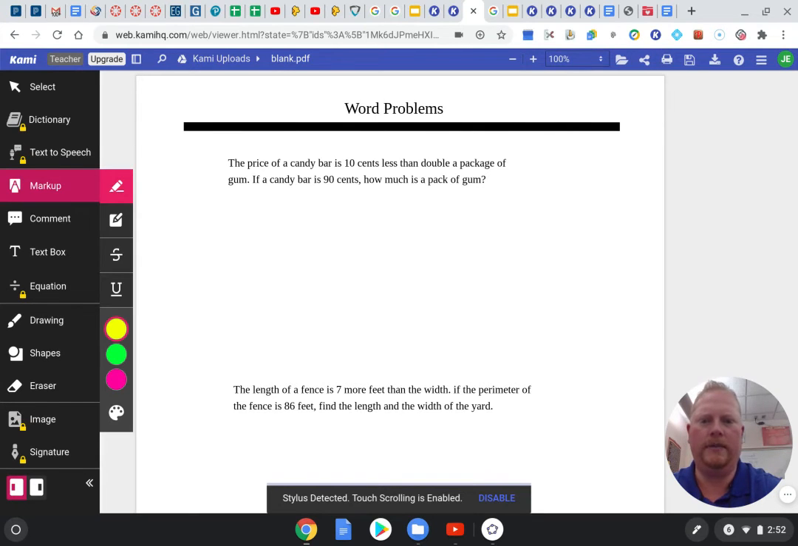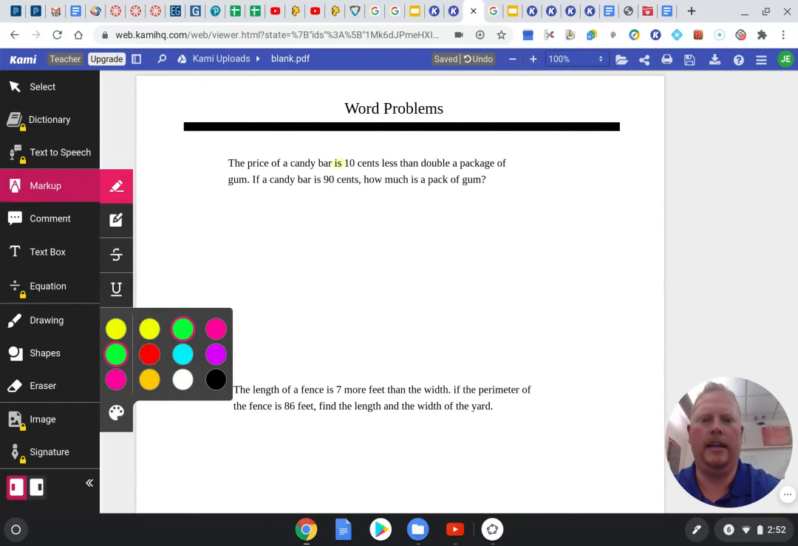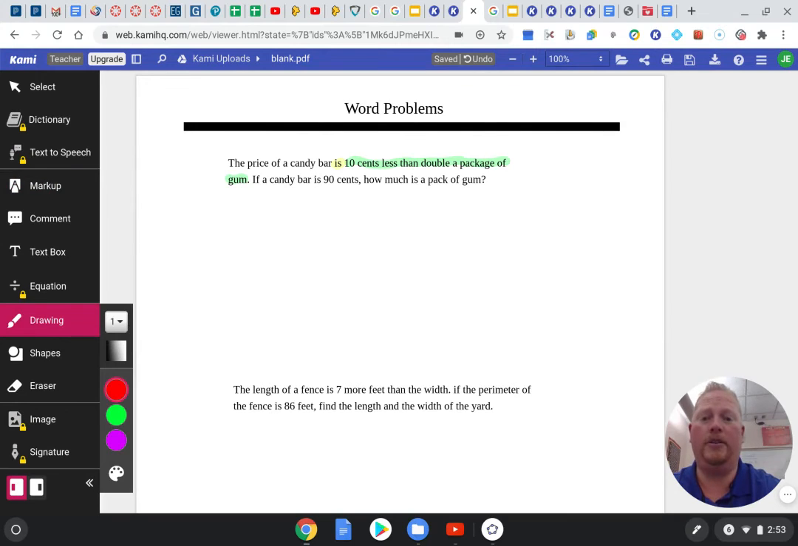So some key words I'm seeing, the price of a candy bar is, and then I see 10 cents less than double a package of gum. Okay, so let's identify our unknowns here. I have no idea how much the price of the candy bar is, so we'll use C for candy bar. And 10 cents less than double a package of gum. I have no idea what a package of gum is. So, well, I know what it is. I don't know how much it costs in this problem. So I'll use G for gum.